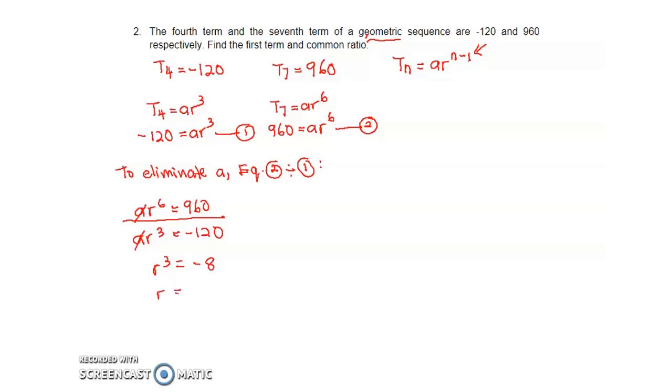So R cubed equals negative 8. The power of 3 you bring to the right hand side, so this becomes the cube root of negative 8. If you press your calculator, you will get R equal to negative 2.